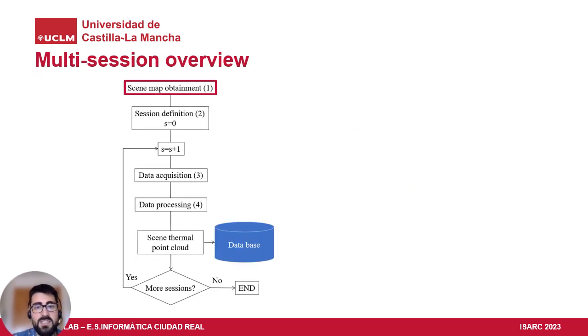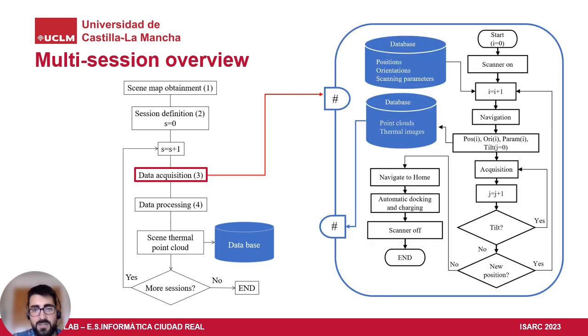There is an offline phase in which the map is obtained. This map is used for every session. The next phase is session definition through the app. Parameters are defined by the user. In the data acquisition, the robot navigates towards its predefined position and collects the data as planned. This phase ends when Mopad 2 docks at the charging station. Data acquisition is repeated for every session defined. In the data processing, several algorithms are carried out to obtain an omnidirectional thermal point cloud of the whole scene.